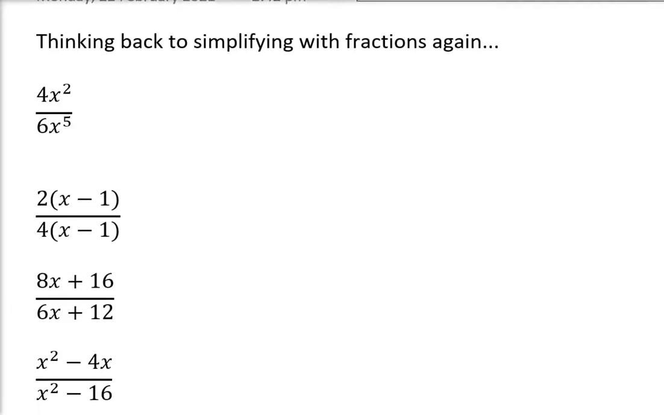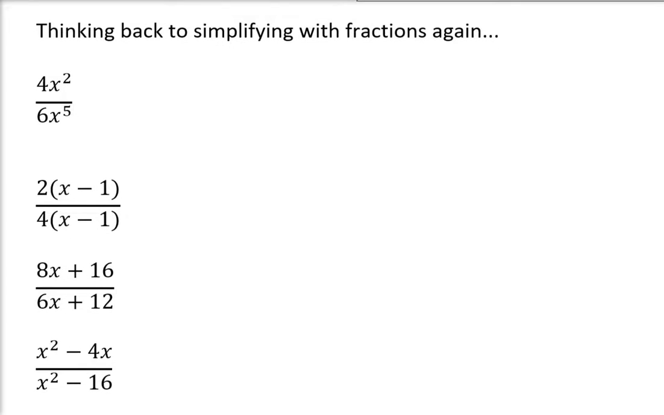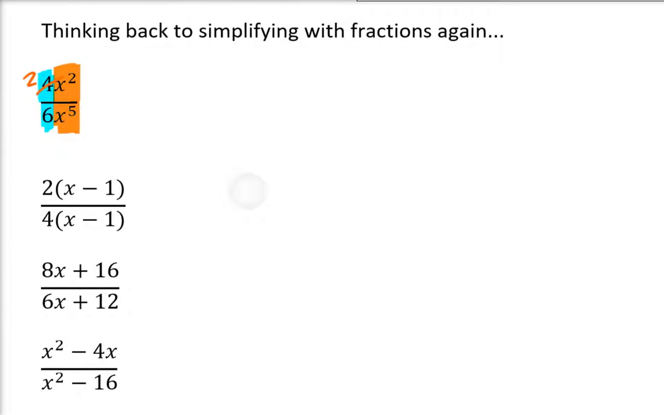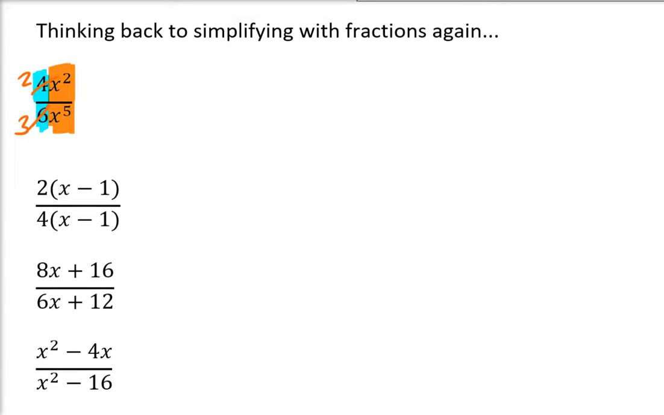So, thinking back to fractions and trying to simplify the fraction 4x squared over 6x to the power of 5. Hopefully you remember doing it in two parts. One part where you simplify the numbers, and the next part where you simplify each letter. So the common factor with 4 and 6 is 2, so that is 2 and that is 3, because 2 times 2 is 4 and 2 times 3 is 6.